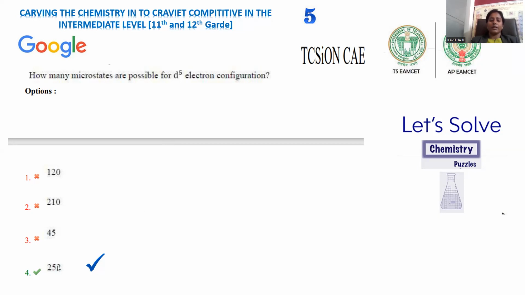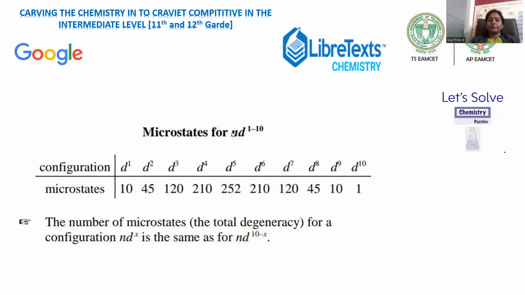We will see how we can explain this. For that purpose, there is a microstate table. For d1 it is 10, d2 45, d3 120, d4 210, d5 252, d6 210, d7 120, d8 45, d9 10, d10 1. This is the way we can make a table of possible microstates for electronic configurations. If you observe, microstates gradually increase up to d5, and then there is a gradual decline in the microstate values from d6 to d10.